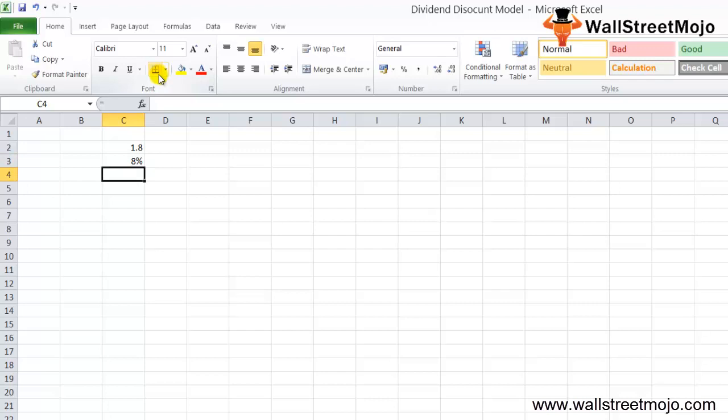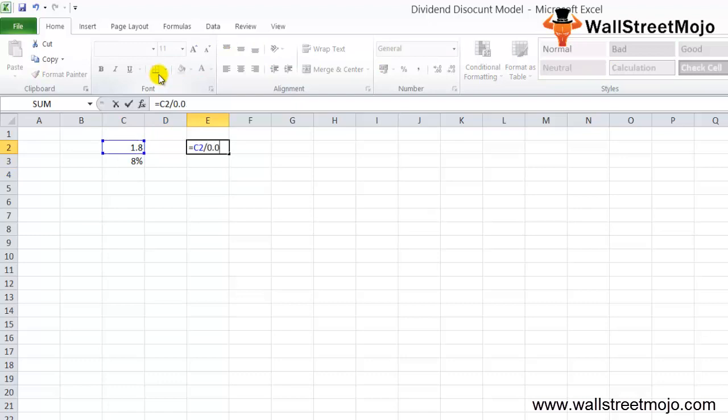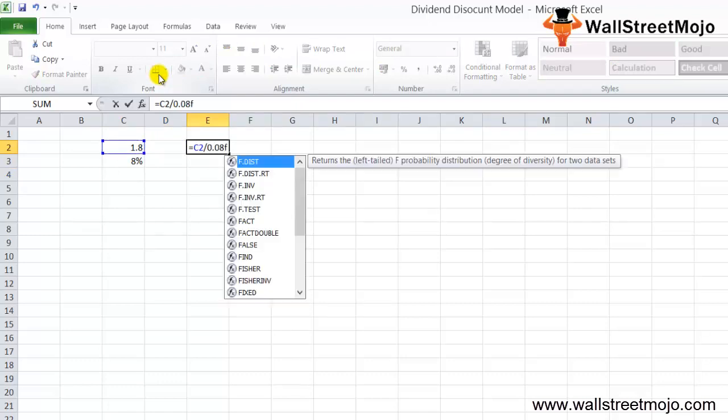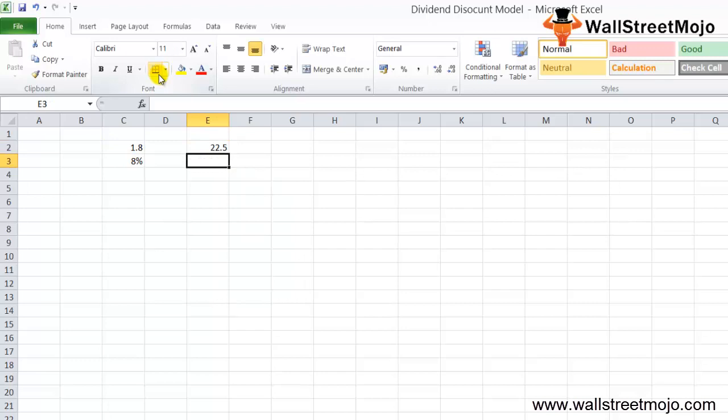So here we use the formula of the zero growth model, that is, intrinsic value is annual dividends divided by the discount rate of return. So it's going to be 1.8 divided by 0.08, because it's your percentage. So your intrinsic value is going to be 22.25. The shortcoming of this model is that you expect most companies to grow over time.